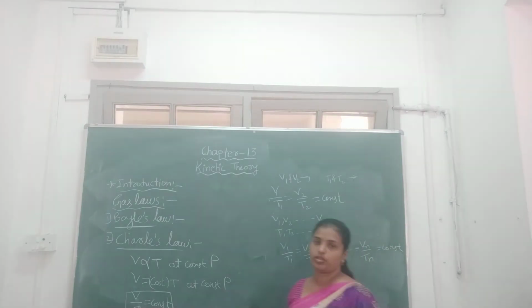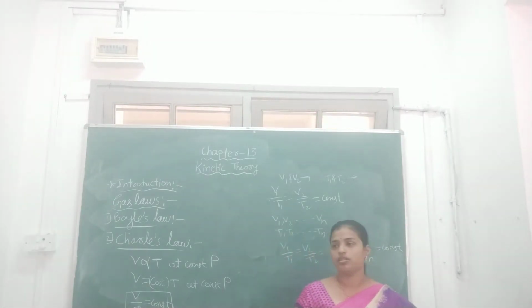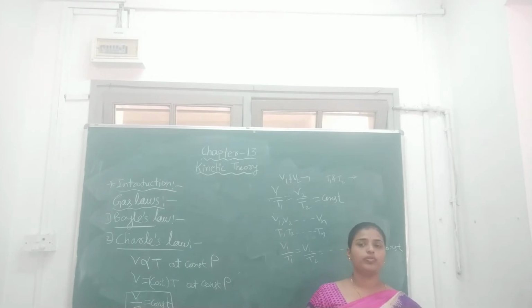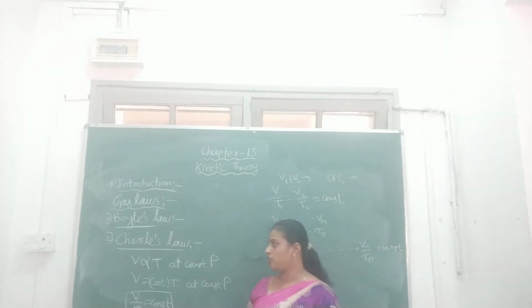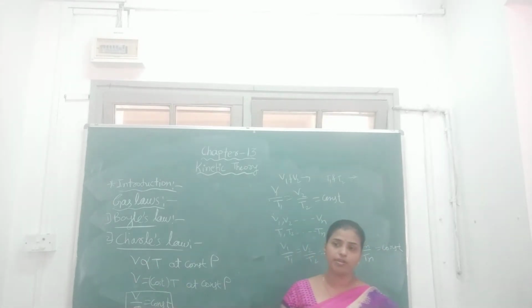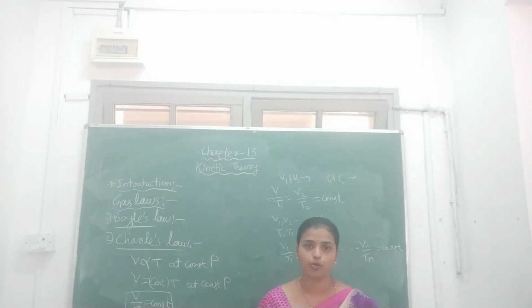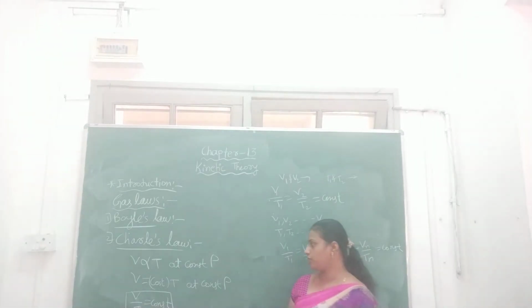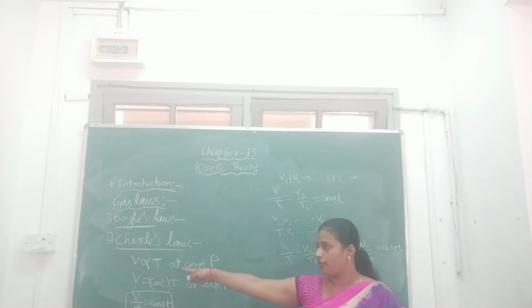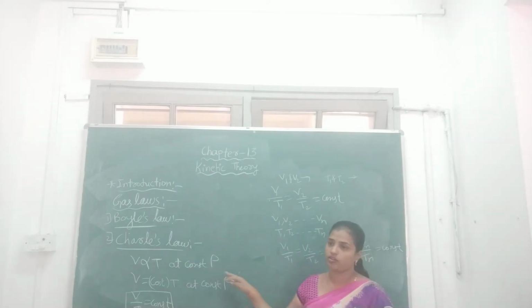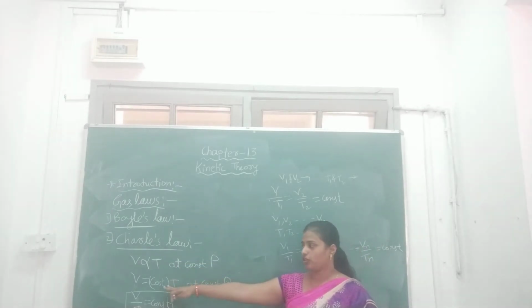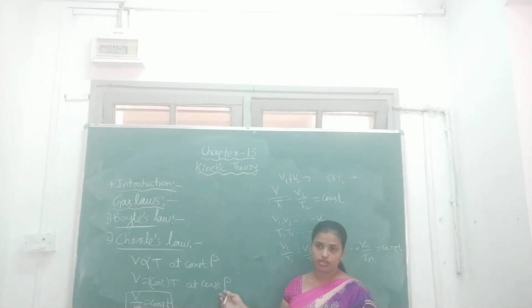Is equal to constant. So this is Charles law. The statement of Charles law is: the volume of a given mass of a gas is directly proportional to temperature at constant pressure, where V is directly proportional to T at constant P. So V is equal to constant into T at constant P.